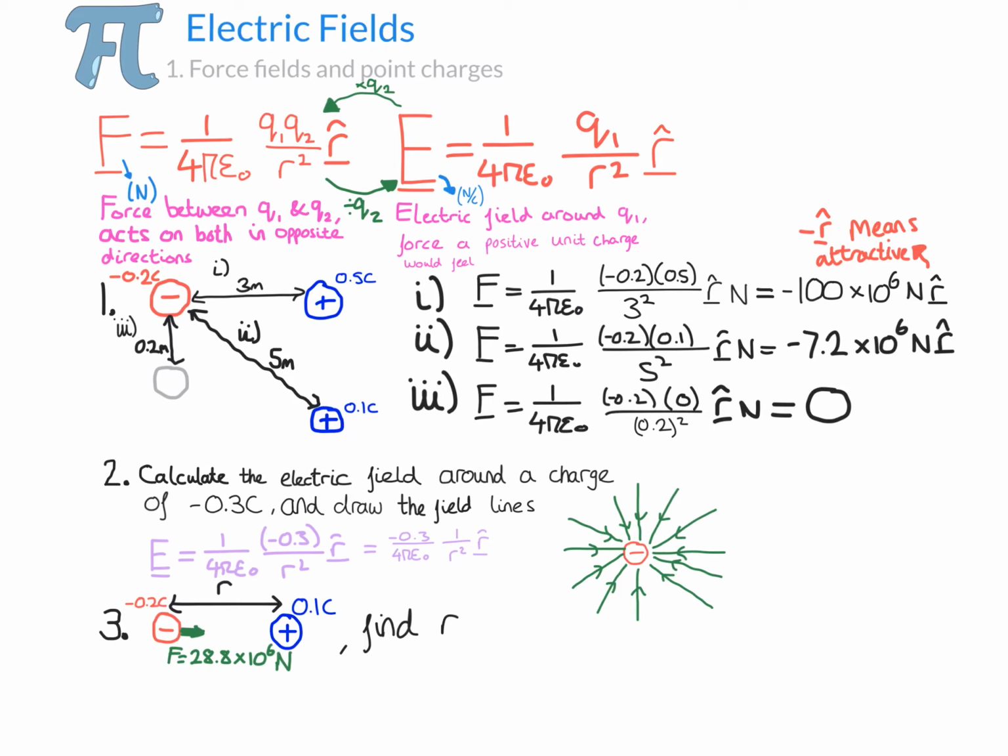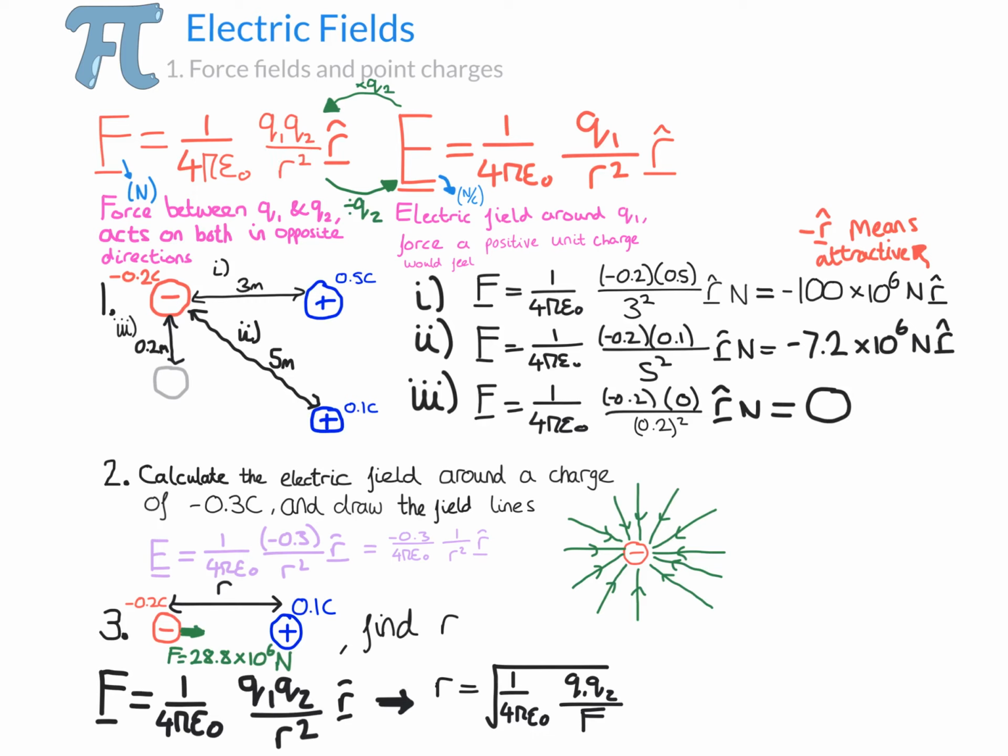The last question tells us that a test charge of negative 0.2 coulombs is placed near a 0.1 coulomb charge and feels an attractive force of 28.8 times 10 to the power of 6 newtons and asks us to find out the distance between the two. We identify that the force equation applies in this situation, and we rearrange it so we get the distance in terms of everything else. Then we just sub in the numbers and we calculate the distance to be 2.5 meters.